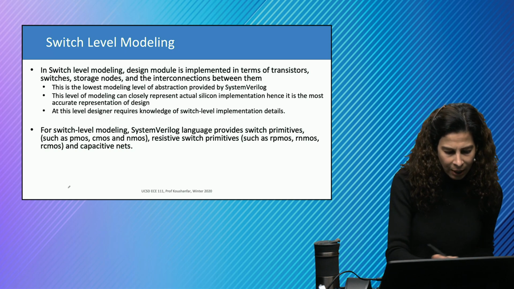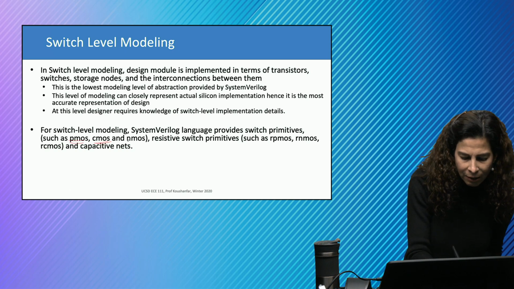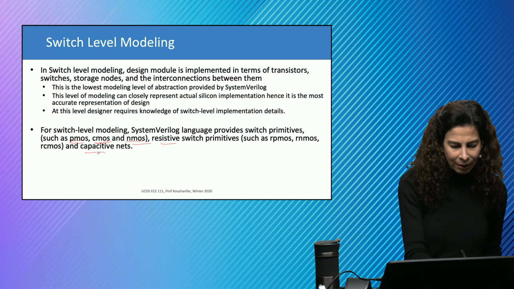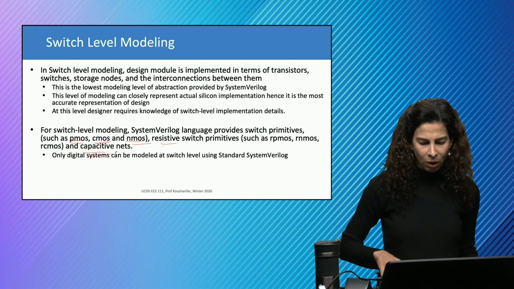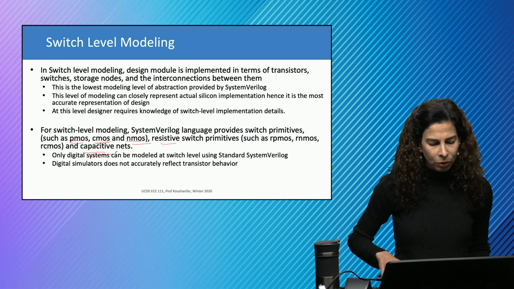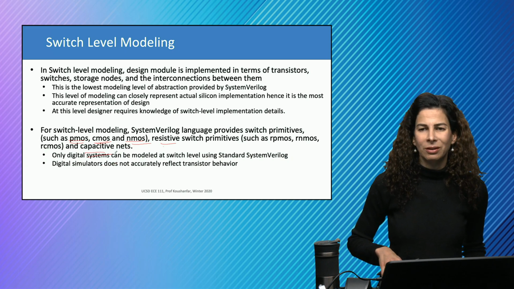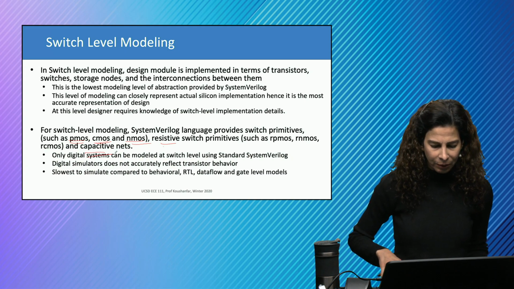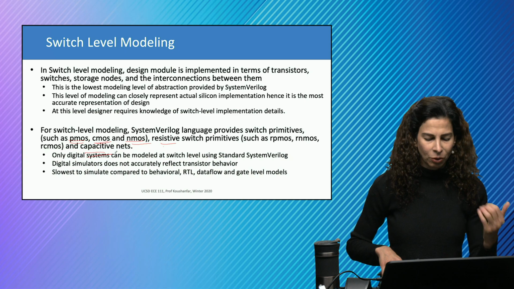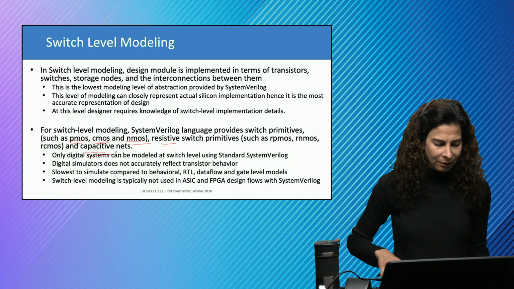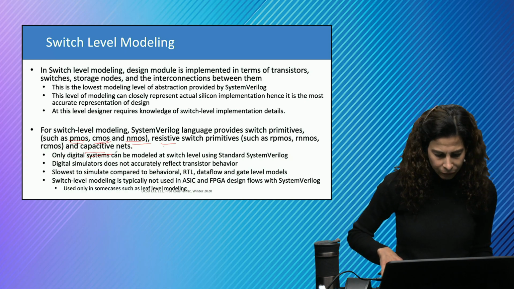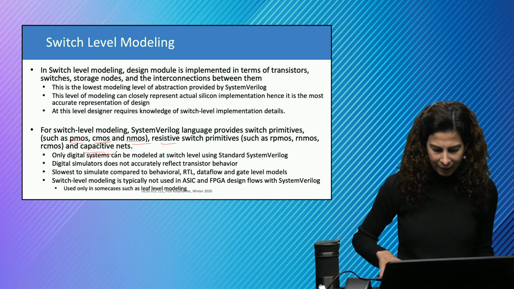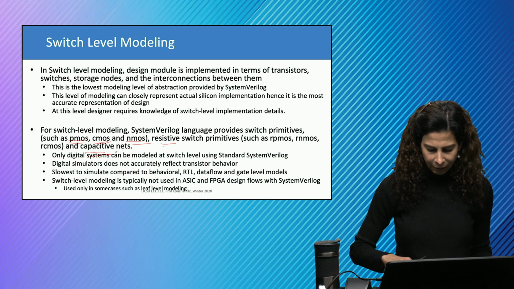Here, let's see a few of them. We have PMOS, CMOS, and NMOS. You can even have resistive and capacitive nets, and you could work with all of them. You could only do this for digital systems. Analog systems are not really reflecting the transistor behavior that can be used, and this is used in just some cases, just to provide more details. It's not a commonly used case of Verilog.